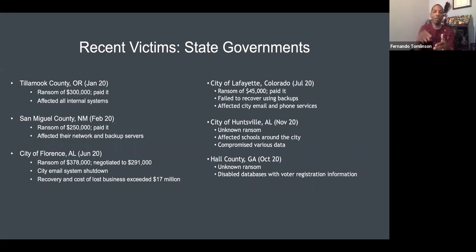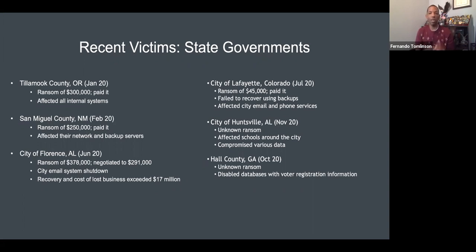Because they did not have backups, they were a little bit in a pickle and they were forced to kind of do this. This affected city email and phone services. Huntsville, right? I don't know what the ransom was. Affected schools around the city, right? Compromised various data, right? This is big. This is hitting right there at home for you guys.